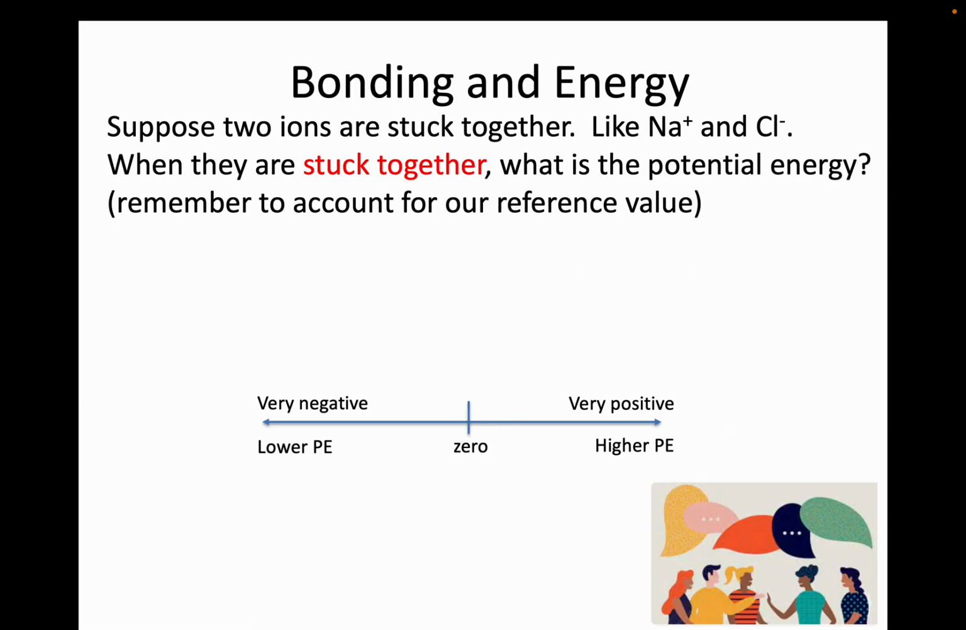Let's try to put this then in a chemistry context. Suppose we had two ions that are stuck together, like a sodium cation and a chloride anion. Now when they're stuck together, how would we describe the potential energy? Remember to account for our reference value for our potential energy. Check with the person next to you. Given this scenario, where would you put this combination of a sodium cation and a chloride anion when they're stuck together on our number line here?